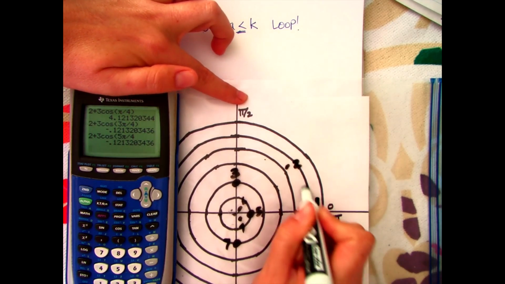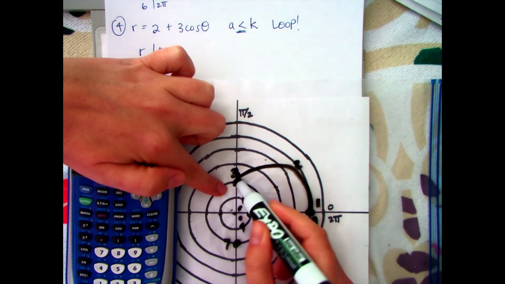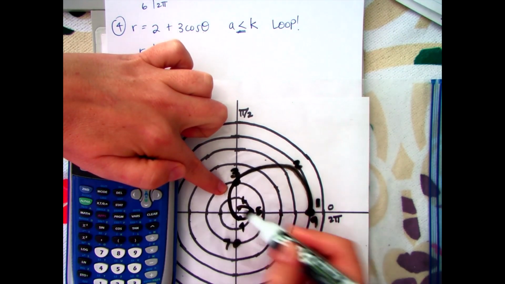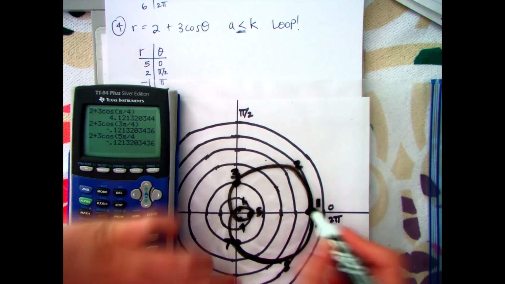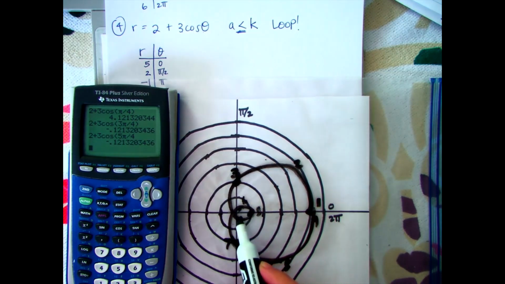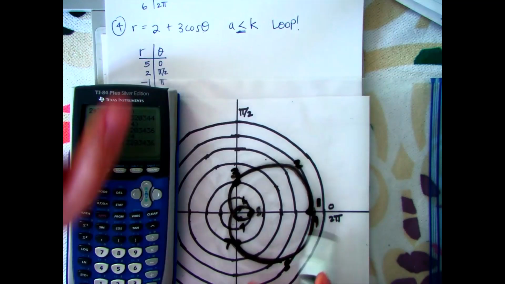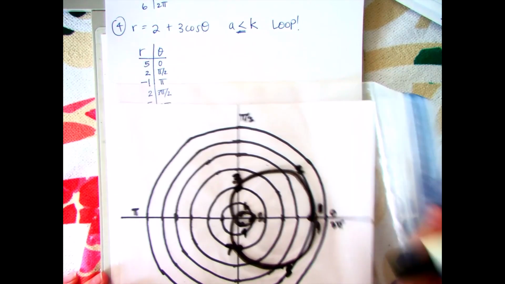This is difficult. So now from 3 to 4, to 5, to 6, to 7. And then I just want to mimic the shape that I had up here. So this is the loop that we're talking about. And the loop is happening because A is less than K. It's going to happen anytime that A is less than K. All right. So far, so good.